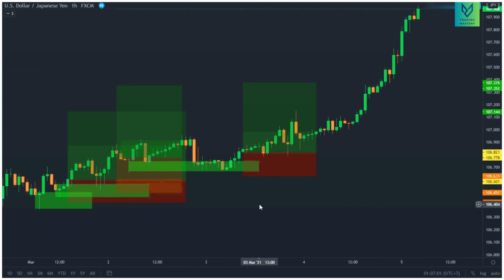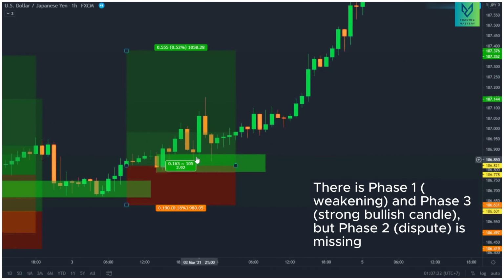Subsequently, the price surged significantly, consistently surpassing our target profit levels. We can see here that it's also a potential buying zone. However, in this context, it does not depict the second phase of the struggle between the buying and selling sides.